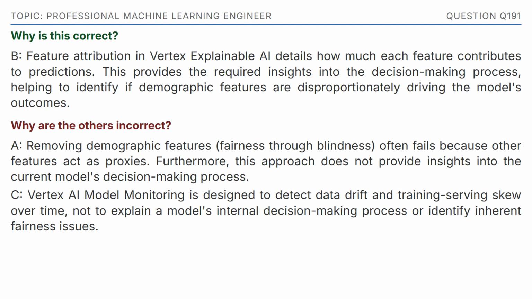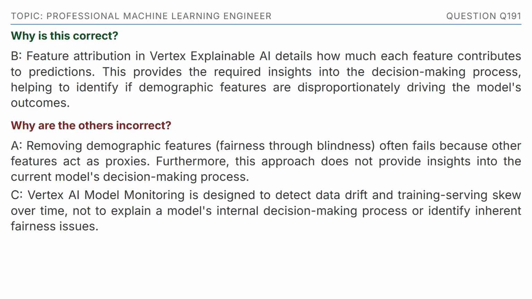Feature attribution in Vertex Explainable AI details how much each feature contributes to predictions. This provides the required insights into the decision-making process, helping to identify if demographic features are disproportionately driving the model's outcomes. Why are the others incorrect?